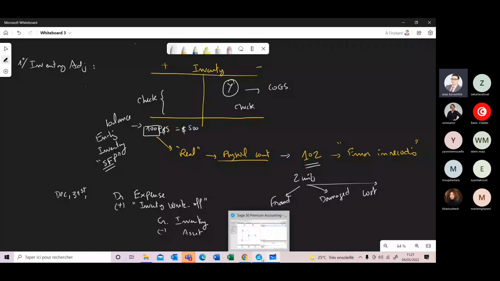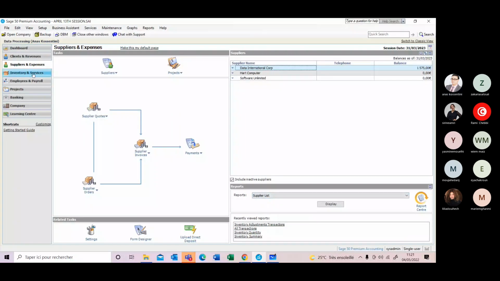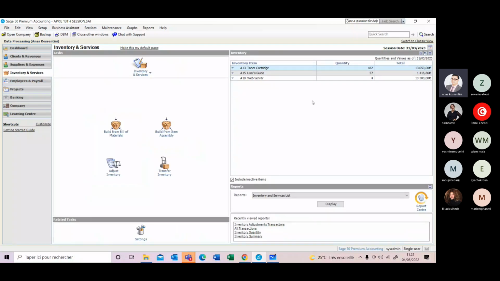All right, so how can we make use of the inventory adjustment on the software? What shall we do? Okay, because when you look at the inventory and services, in this example, we have 3 types of inventory items, A13, A15, A18. But in practice, guys, you may face thousands of inventory items. So it's not simple, as we can see, 3 types of inventory. It's very, very simple. All right, so let's take an example now.